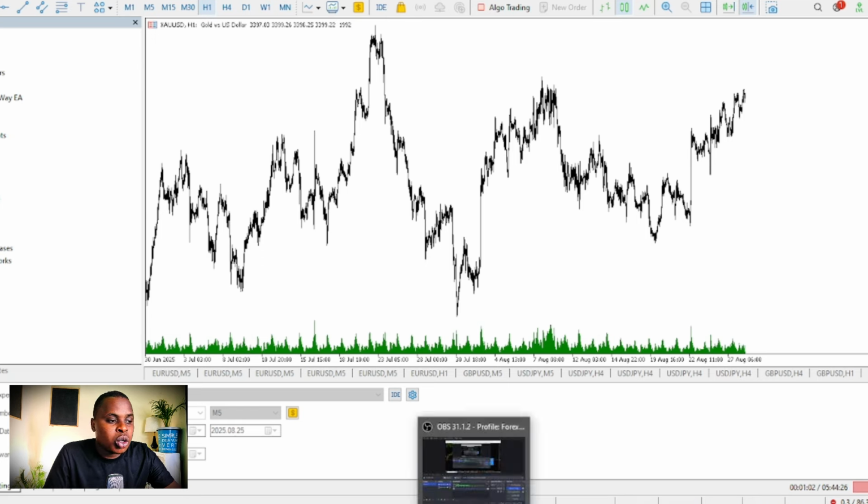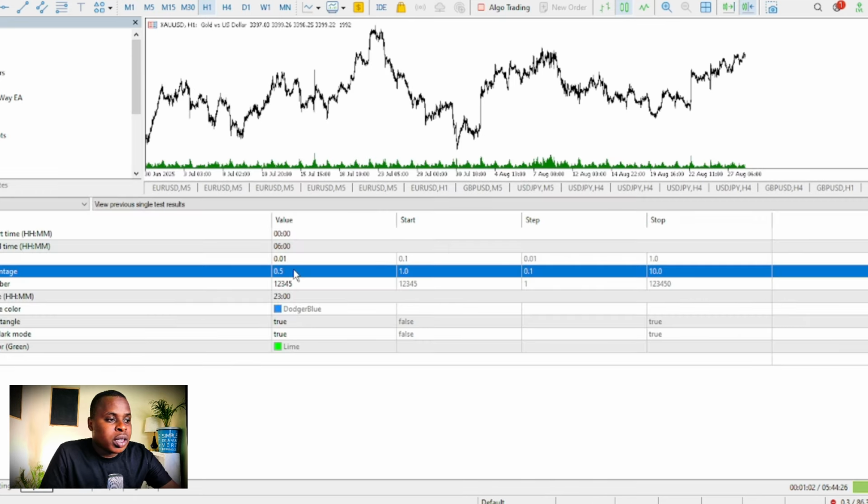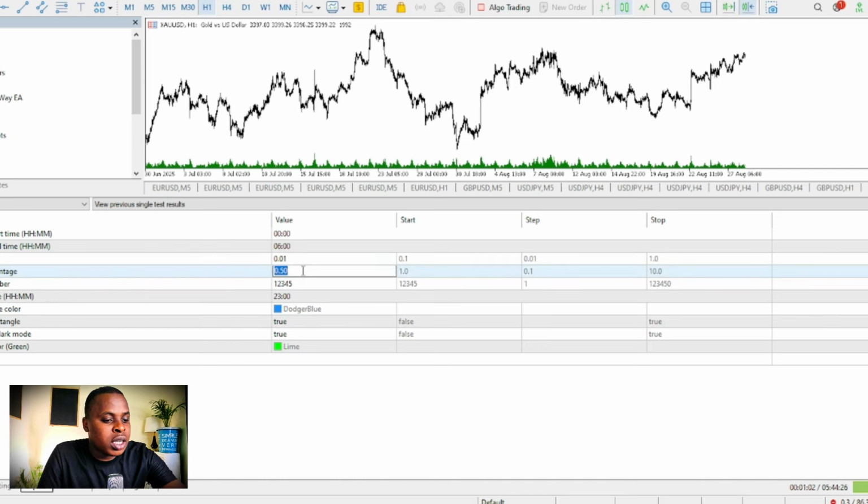So I'm just going to show you right here. If I go to the inputs of this EA and go to stop loss percentage, and if I change this to, let's say, 0.2, which is a very tight stop loss, you are likely going to see that most of my trades are going to be losing.